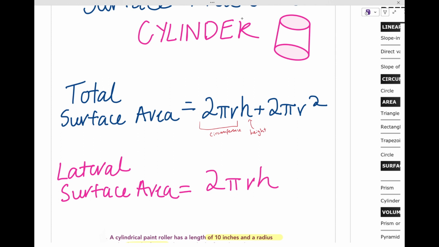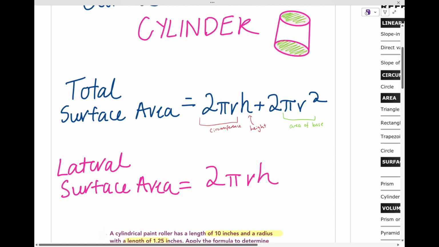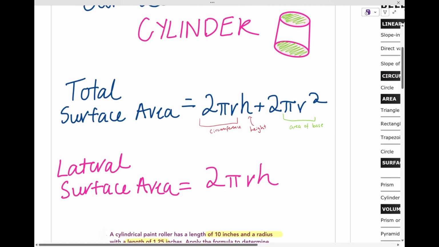Then over here we had 2 pi r squared. Remember your pi r squared, that's your area of a circle. Here our base is a circle, so that's like the area of the base. And we add it times 2 because we have one at the top and one at the bottom. So we're adding those two parts together to get the total surface area. For just the lateral surface area, again, it's just that first part without the bases, okay?